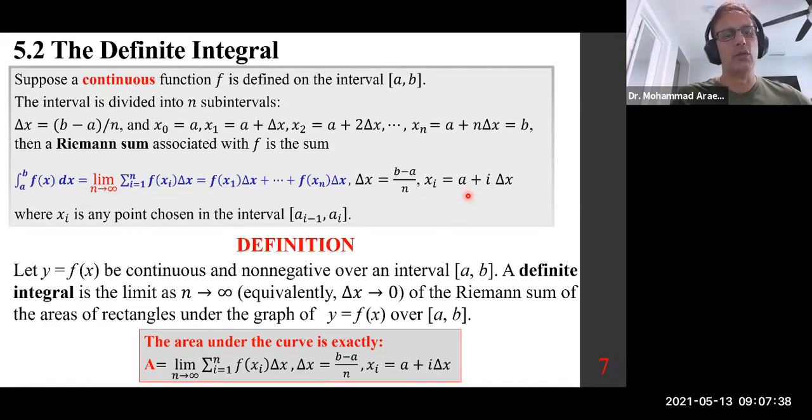So let y be f of x, continuous and non-negative over an interval a, b. The definite integral is the limit as n goes to infinity of the Riemann sum of the areas of the rectangles under the graph of y equals f of x. Please understand, this is a definite integral and is defined by that, and it becomes the area under the curve under the following conditions: a continuous function and non-negative. If it happened to be negative and positive, then we are looking at the difference of areas, the net area. That's a slightly different story we discussed.